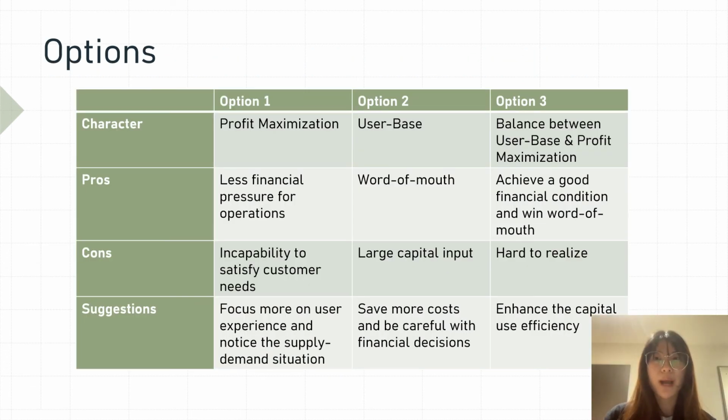Overall, we have come up with 3 options for you based on our analysis. First, if you focus on maximizing profits, the decision will bring you less financial pressure to operate the business. However, it also means you may lose part of the customers, as there is a limited capacity to satisfy their needs. Thus, we suggest you should focus more on user experience and follow up the supply and demand situation.